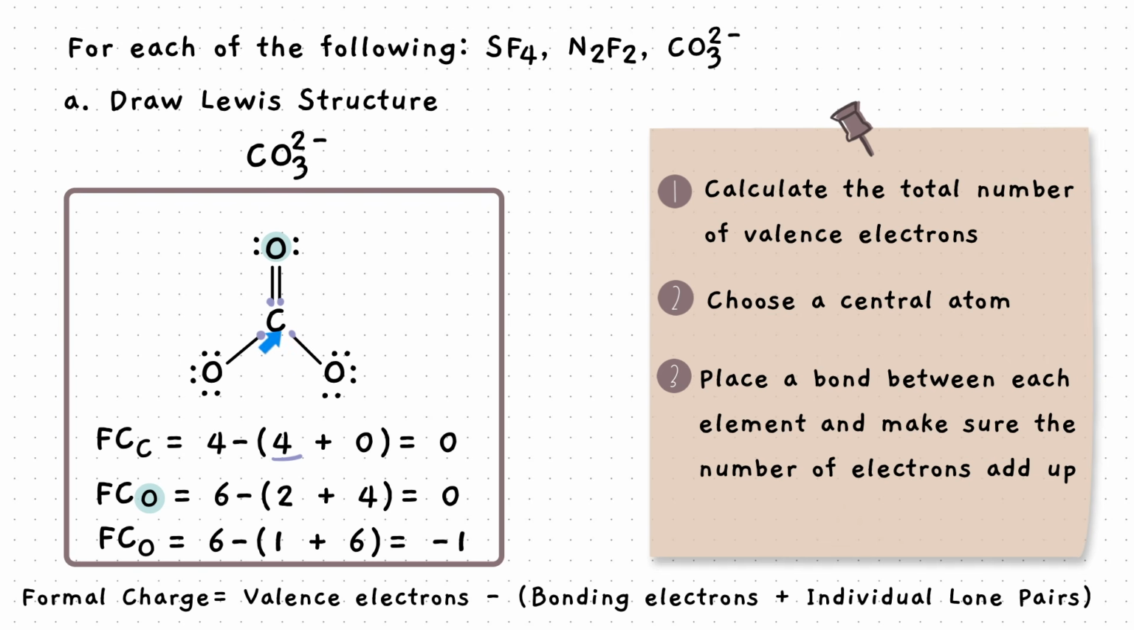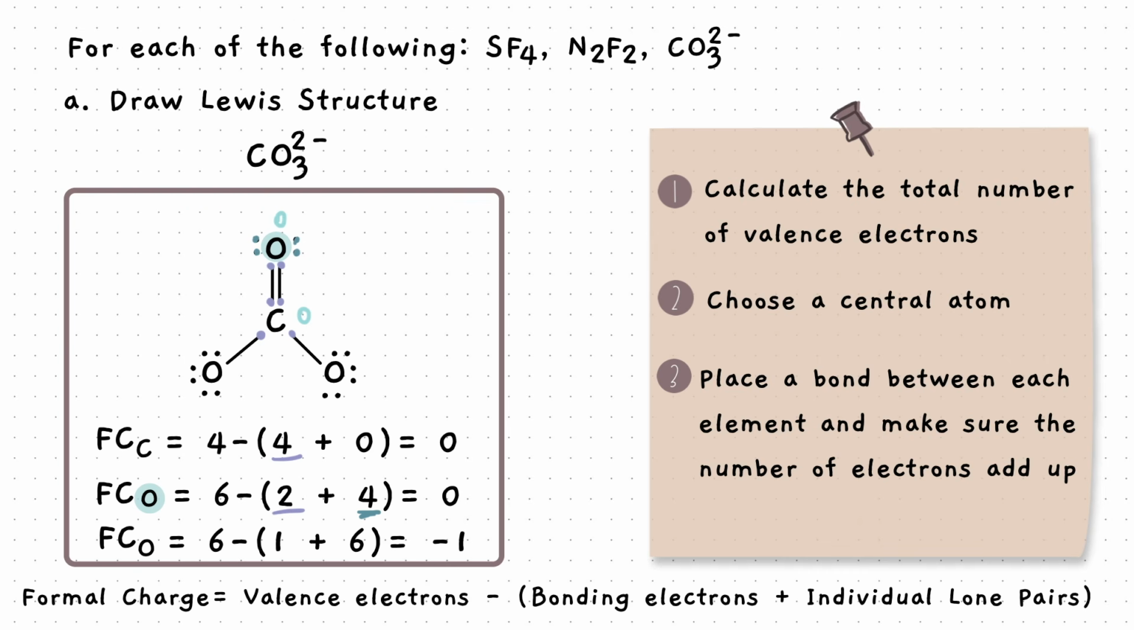There are no lone pairs on carbon, so this is 0. We get 0 as our formal charge for carbon. Moving on to the oxygen with the double bond. Oxygen typically has 6 valence electrons. We have 2 bonding electrons and 4 individual lone pairs. Our formal charge for this oxygen is 0.